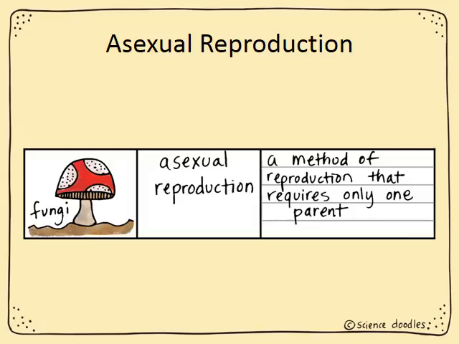You only need 1 parent, and the baby, like the baby mushroom or the baby bacteria, is exactly the same as its parent because it only has 1 set of DNA that's exactly the same as the DNA that the parent had. So if we reproduce asexually, then the baby would look exactly like the parent. They'd have the same brown hair, same green eyes, whatever the parent had, the offspring has too.